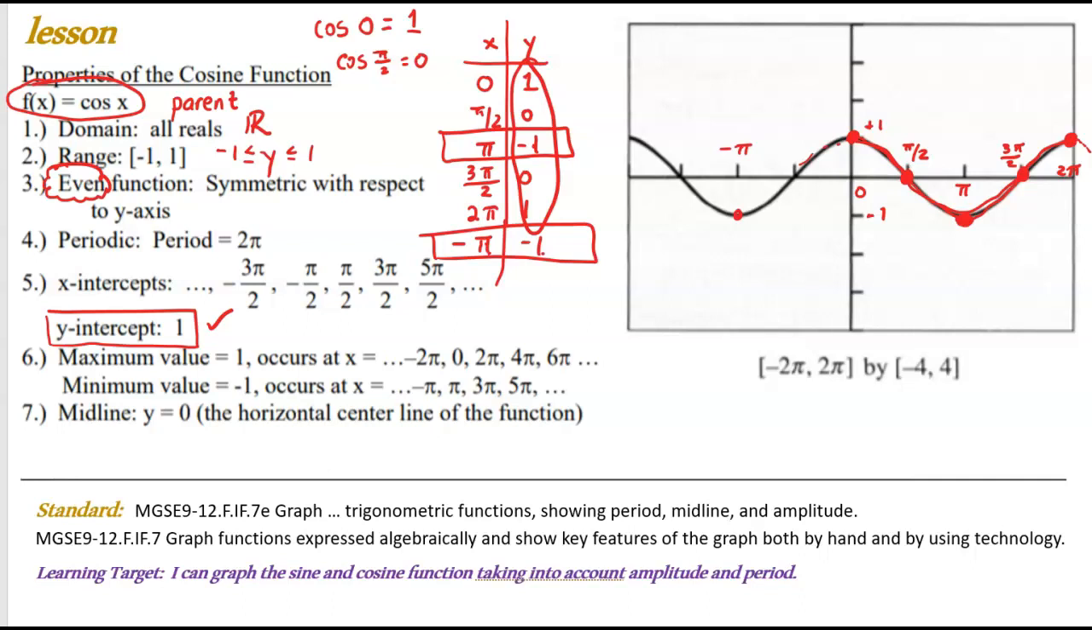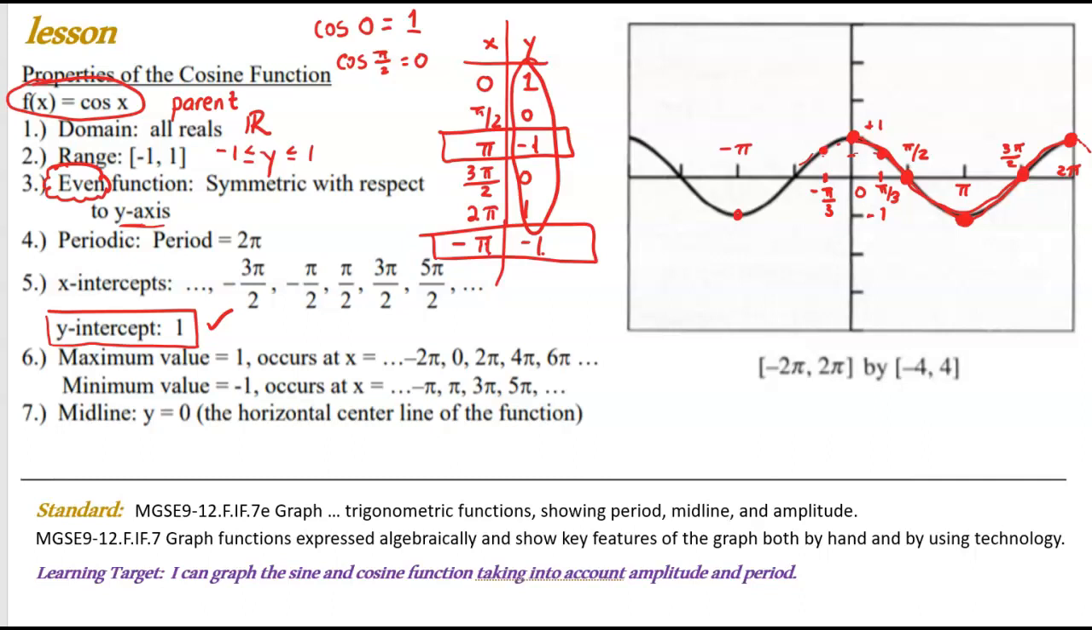Now, graphically, that means there's symmetry with respect to the y-axis. So if I plug in, for example, pi over 3, I get out 1/2. If I plug in negative pi over 3, I still get out 1/2. You have symmetry. You have a mirror.